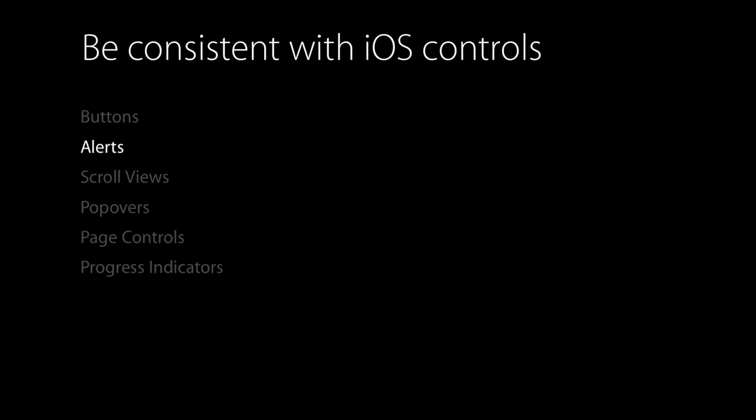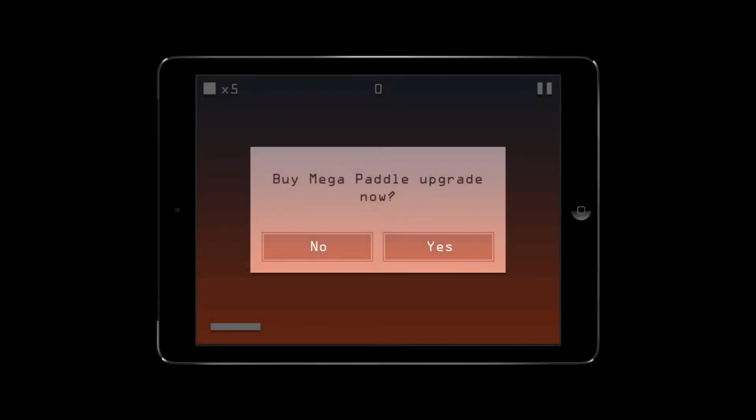So let's move on to alerts. Now, with alerts, when you give people choices, it's really important that the options that you're presenting to them make it obvious what the outcome of those actions will be. So let's say, for example, in Paddlemania 3000, we've earned this Mega Paddle upgrade, or we're asked for confirmation if we want to buy this Mega Paddle upgrade. And the options that are presented to me are no or yes.